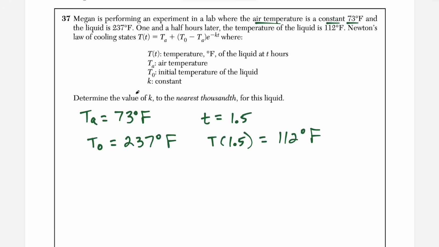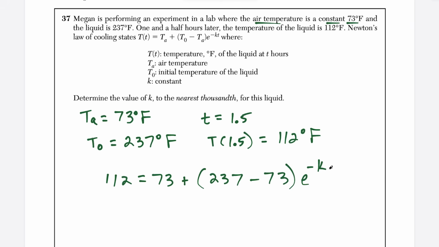Now we can plug them into the formula to solve for the value of k. So we're going to have T of 1.5 is equal to 112. I'll leave the units out since we're solving for the constant k. That is equal to T sub a, which is 73, plus T naught minus T sub a, so T naught is 237 minus 73, and we're multiplying that by e to the negative k times lowercase t, which is 1.5.